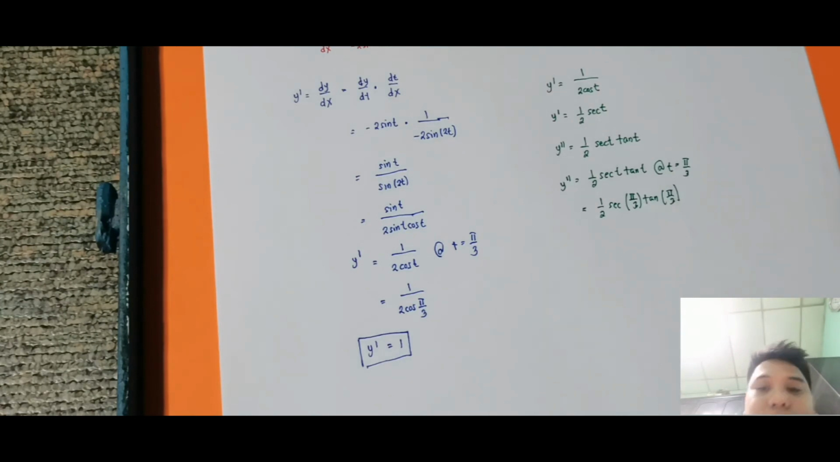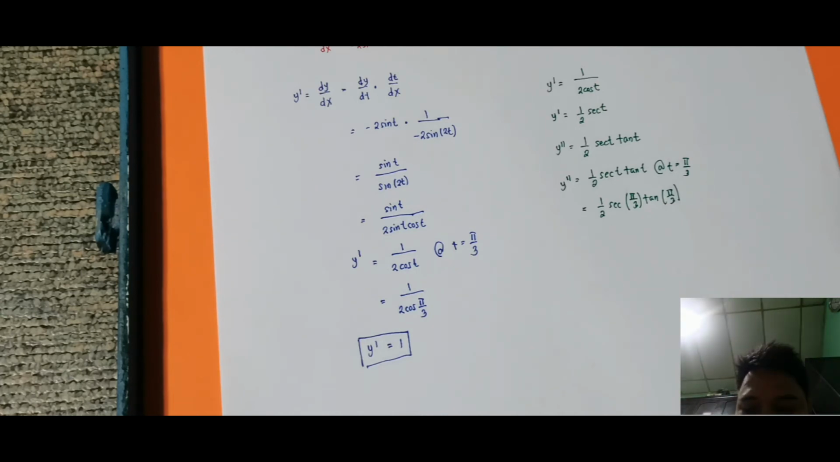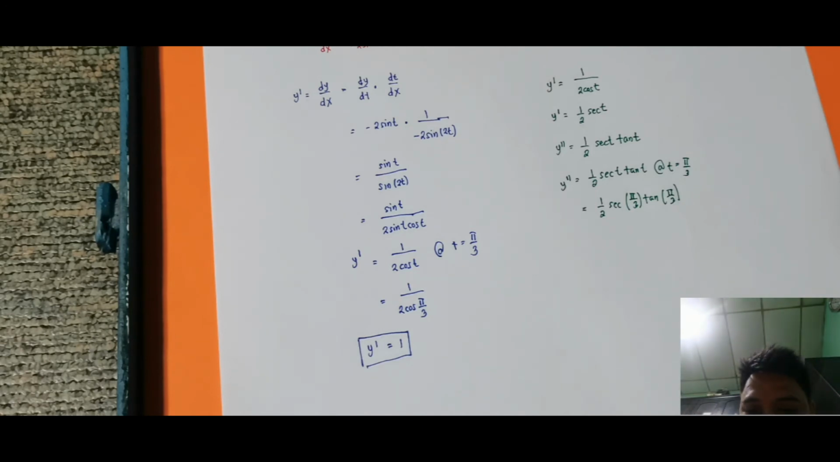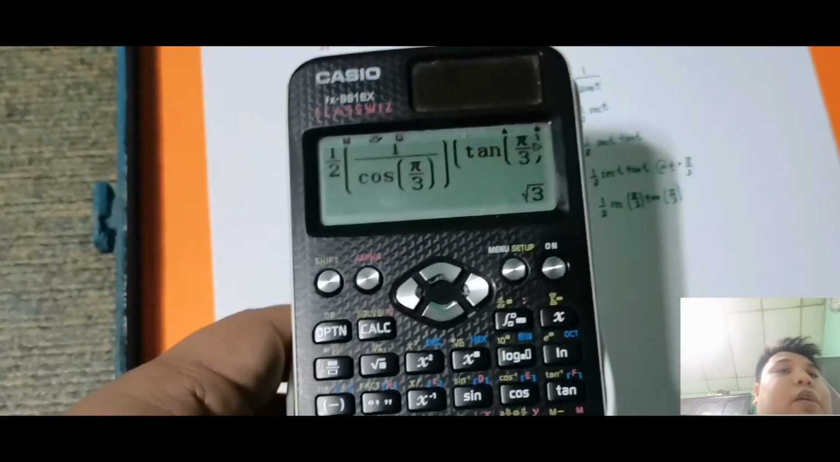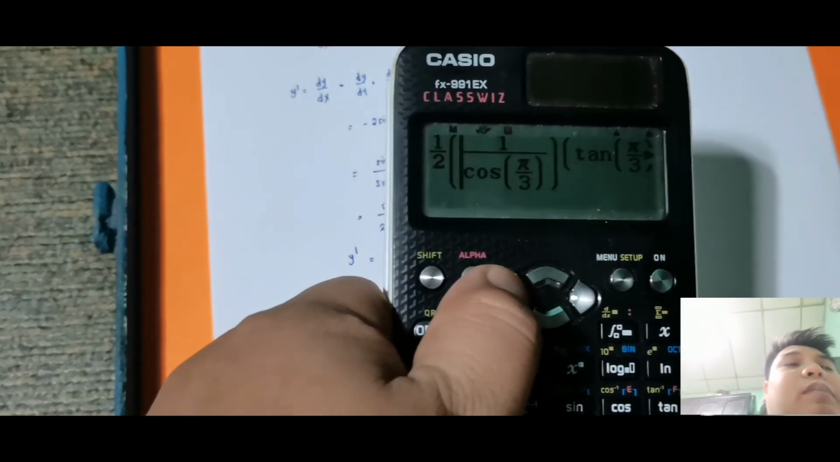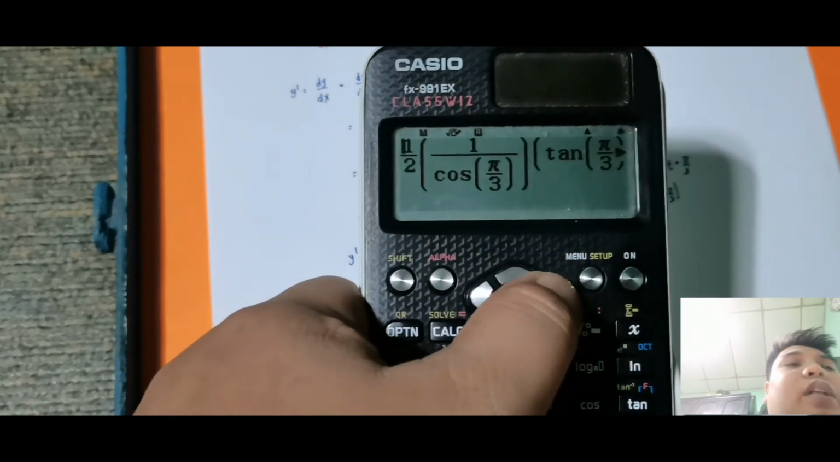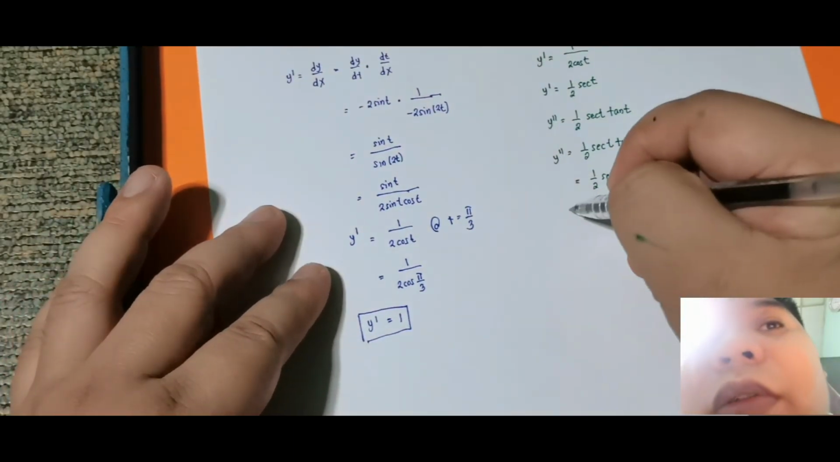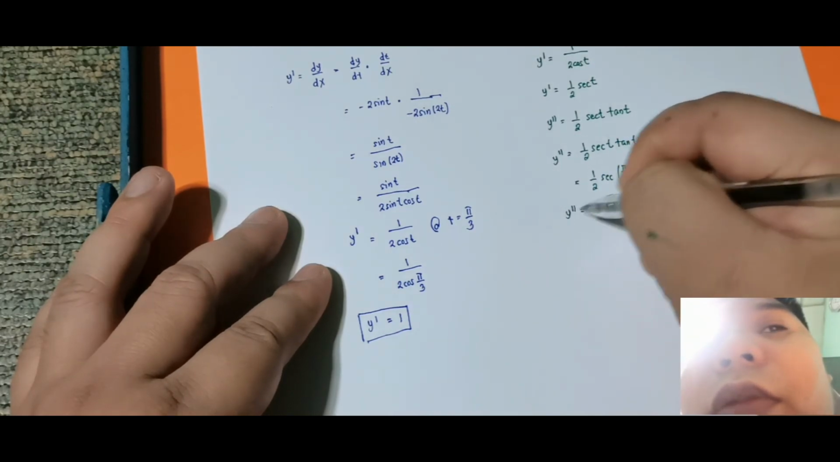So again, ano yung secant? That is 1 over cosine. Okay, so similar case, that is 1/2 multiplied by 1 over cosine ng pi over 3, then multiplied by tangent ng pi over 3. Okay, so the answer is square root of 3. So check natin kung tama. Para makita mo paano ko in-input, in-input ko yung 1/2 multiplied by secant pi over 3, so secant pi over 3 is 1 over cosine pi over 3 multiplied by tangent pi over 3. So the answer is square root of 3. Okay, so therefore y double prime is equal to square root of 3.